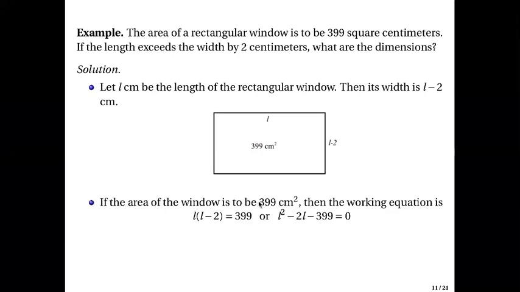If the area of the window is to be 399 centimeters squared, then the working equation is L times L minus 2 equals 399. Remember, area is just length times width. Length is L, width is L minus 2.